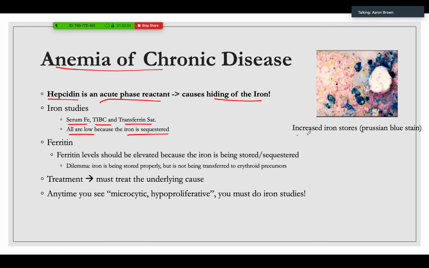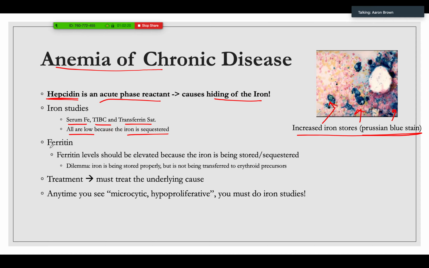You can see when we stain the bone marrow with this Prussian blue stain, there's plenty of iron here, right? All of this blue is all iron. There's plenty. But because of this hepcidin, we cannot use it. Okay, we cannot use it.